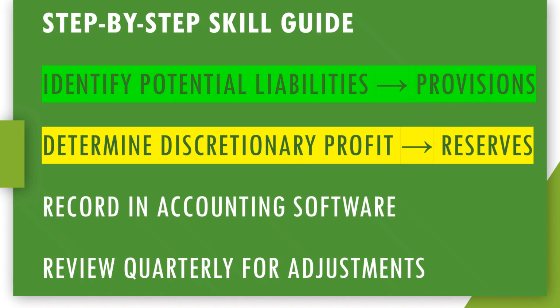Step by step, first identify expected obligations and create provisions. Next, assess discretionary profits and allocate reserves. Then record these accurately in your accounting system. Regular review ensures figures are realistic and actionable.